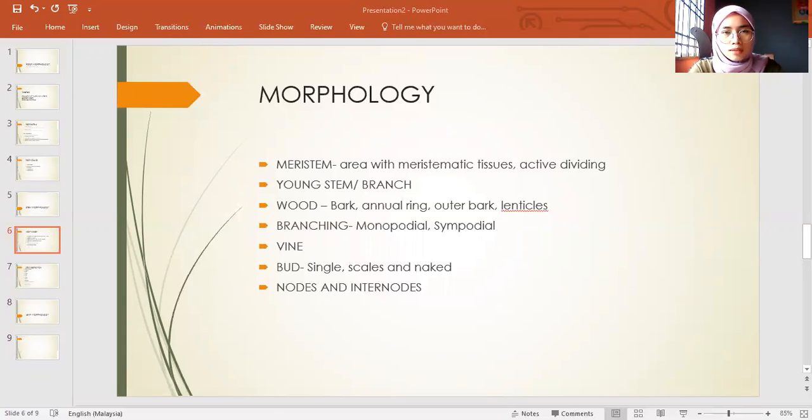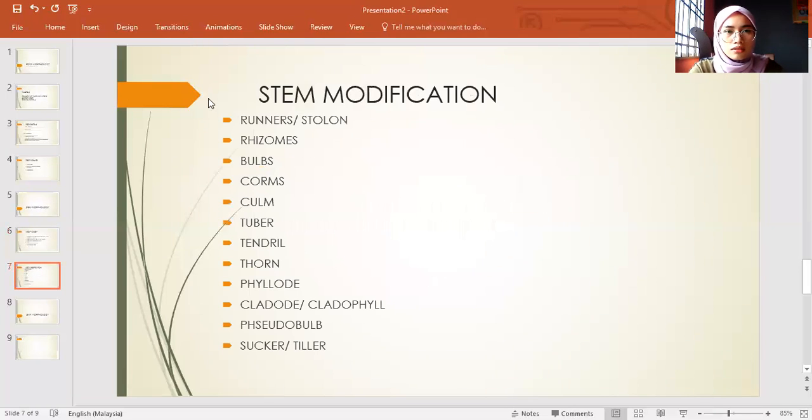There are a few types of stem modification. Right here, a lot of things, so we'll go through one by one. The first one is runner or stolon. You can find it in strawberry, like this. The second one is rhizome. You can find it in ginger, like this. The third one is bulb. You can find it in onion.